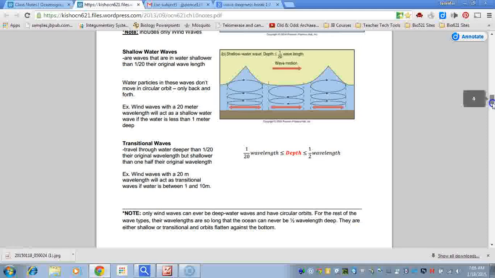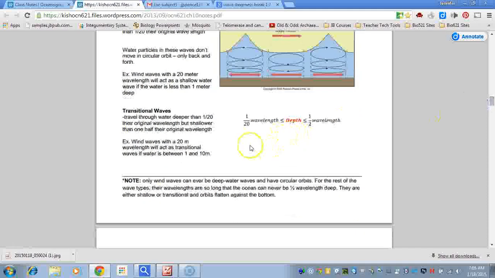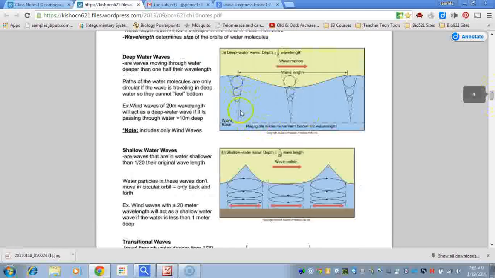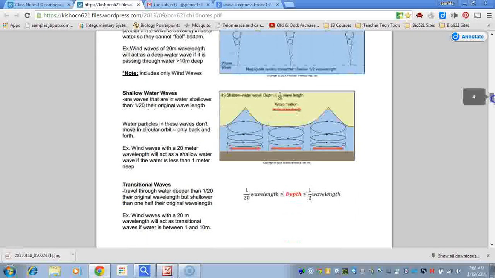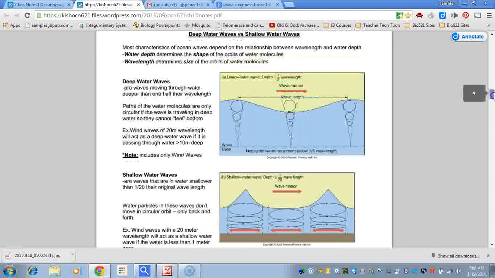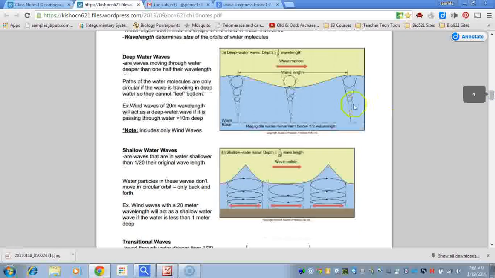Transitional waves are waves that have a depth between 1/20th and half of the wavelength. So they fall somewhere between having circular orbits all the way down and being flattened out because of the pull of the ocean floor. The basic thing you should understand when we're talking about deep water waves and shallow water waves is that in deep water waves, the water particles move in circles because they don't feel the pull of the ocean floor.